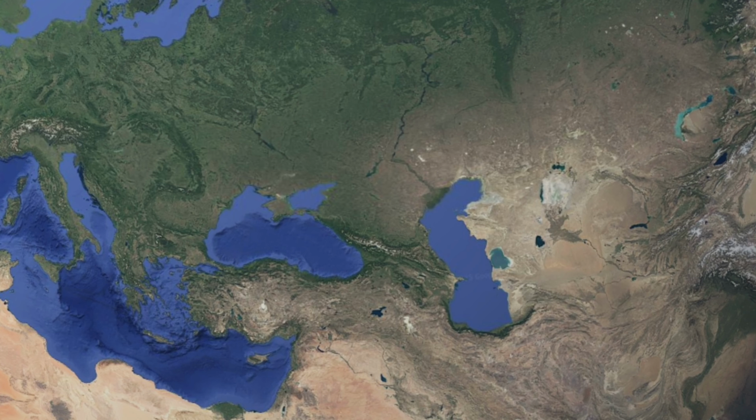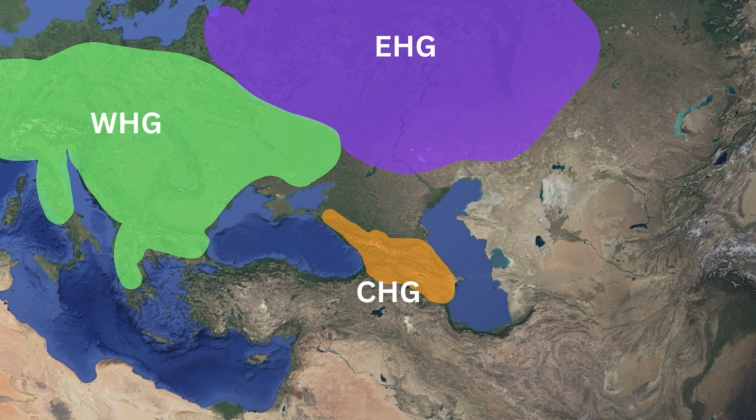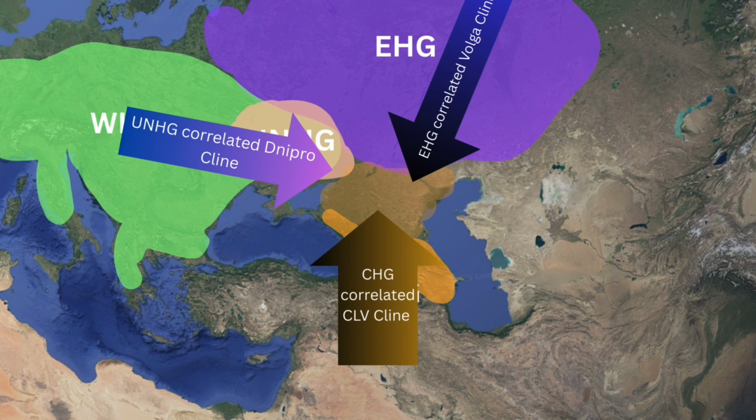Over 6,000 years ago, there were three populations in Europe: the Caucasian hunter-gatherers, the Eastern hunter-gatherers, and the Western hunter-gatherers. The Eastern and Western hunter-gatherers mixed to form the Ukrainian Neolithic hunter-gatherers who formed a cline along the Dnieper River. Around this time, the Caucasian hunter-gatherers had moved northwards and met with a local population to form a Caucasus Lower Volga cline, and there was also an Eastern hunter-gatherer cline along the Upper Volga region, but that is not relevant.